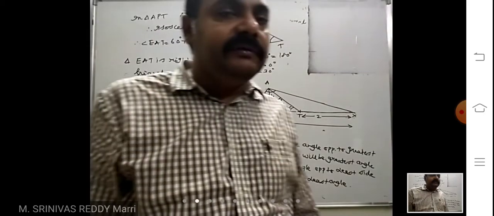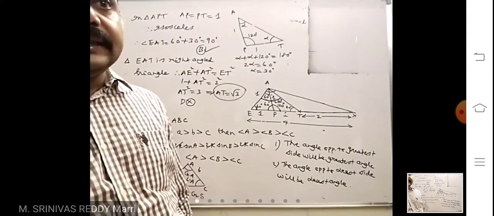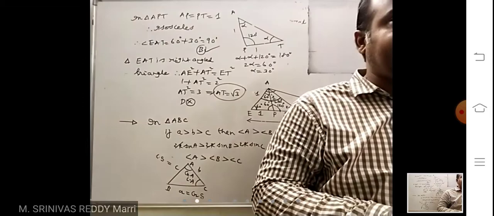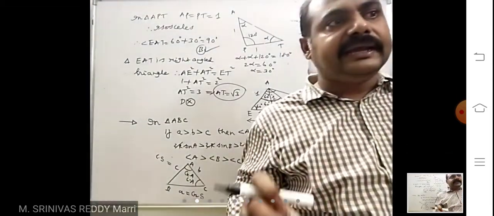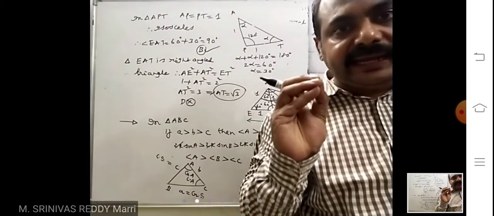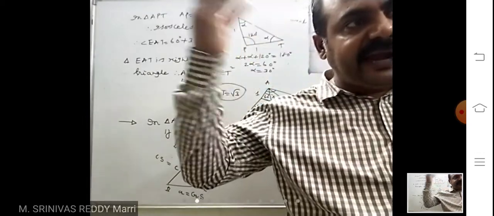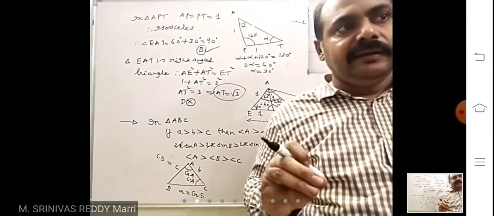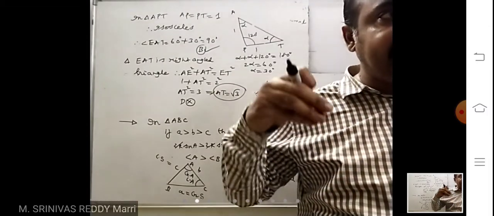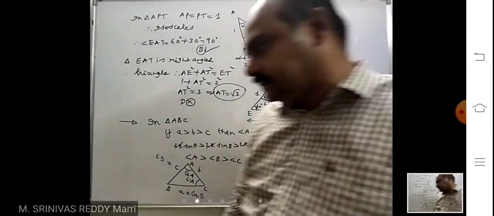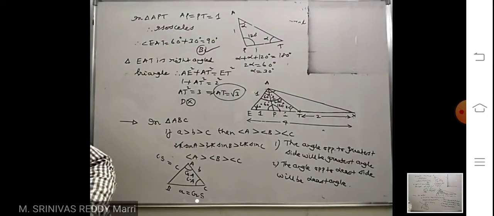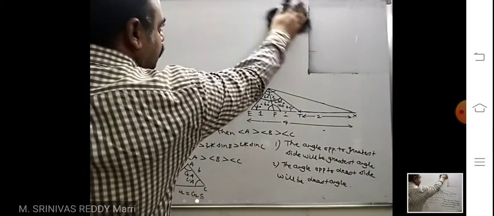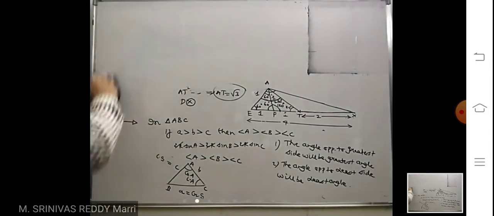In the problem, he will give the sides and then you will be asked to calculate the greatest angle or least angle. If you want to calculate the greatest angle, pick up the greatest side and then find the angle opposite to that. If he asks for the least angle, pick up the least side and calculate the angle opposite to that. Suppose we take an example.